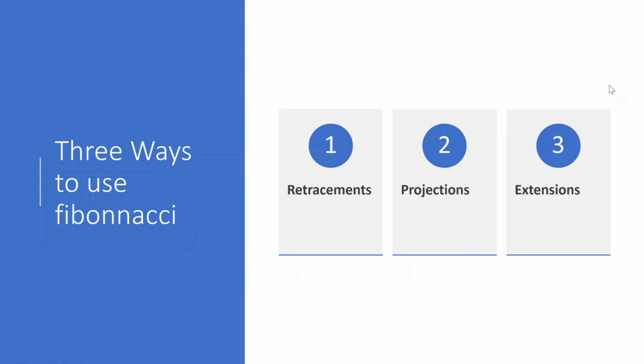So let us go. There are 3 ways to use the Fibonacci. First, we can use it for retracements. We will see in the following slides. Then we will use it for projections, and then we will use it for extensions. So these are the 3 ways in which Fibonacci is used. Generally, retracements and projections are the ones that people use more in the stock market. Extensions is still not very famous. We will have a look at all 3 of them.